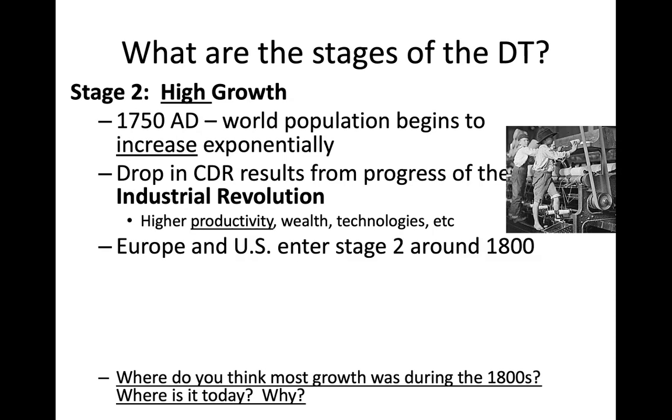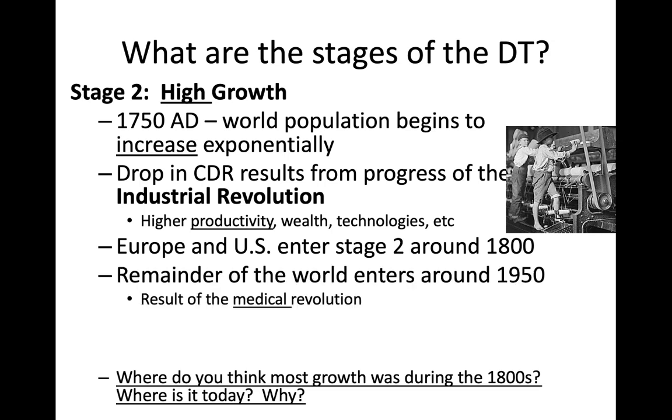Europe and the United States entered Stage 2 of the demographic transition around the year 1800. The remainder of the world entered Stage 2 of the demographic transition model around the year 1950, and that was the result of the medical revolution, when Europe and the United States brought medicines to the rest of the world to help stave off infection and disease and reduce the crude death rate.